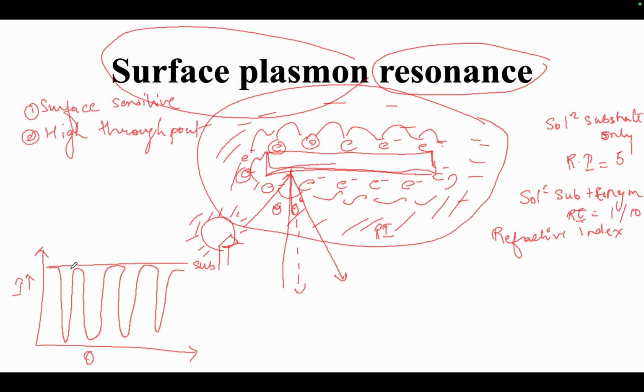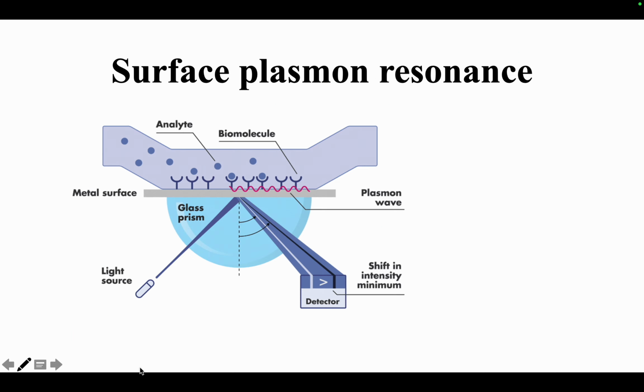This angle could be an associative angle, because of association between enzyme and substrate, or it could also capture Kd because of dissociation between enzyme and substrate. So this is how the overall setup of the SPR looks like.